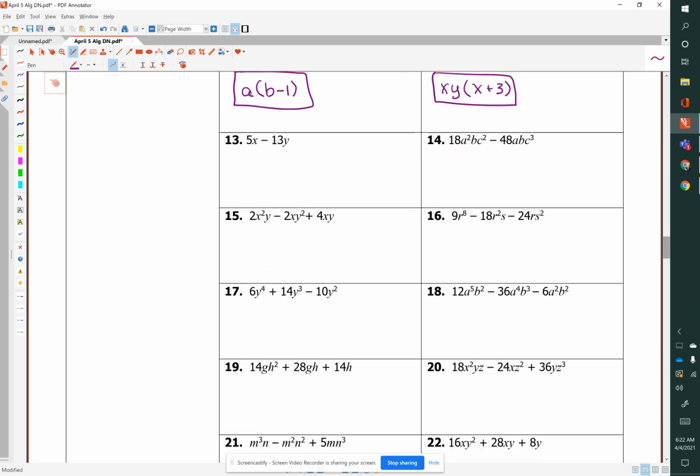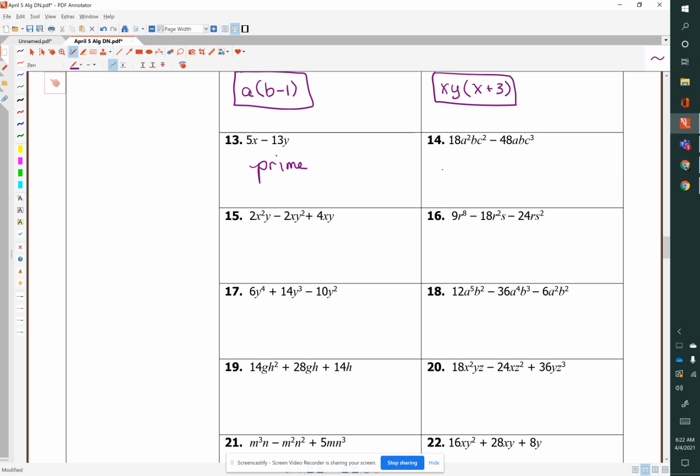And now number 13, 5x minus 13y. There's no greatest common factor. That expression is prime.